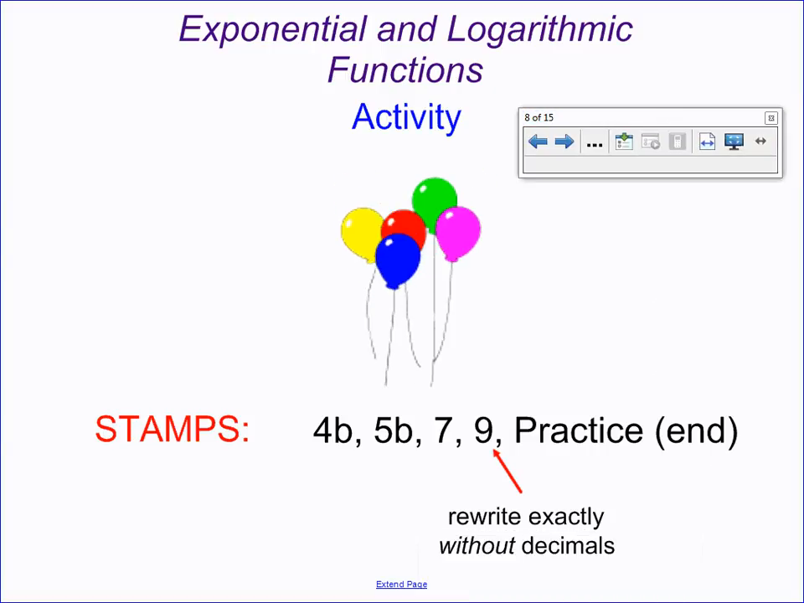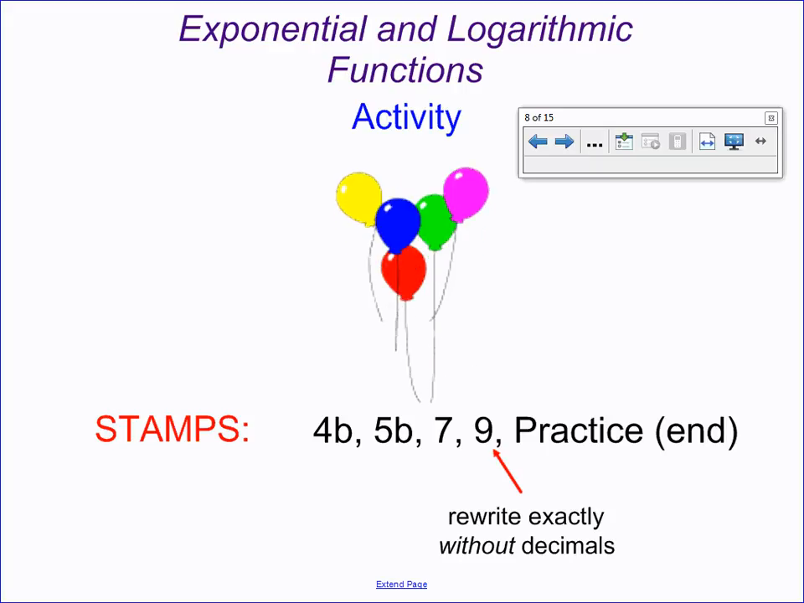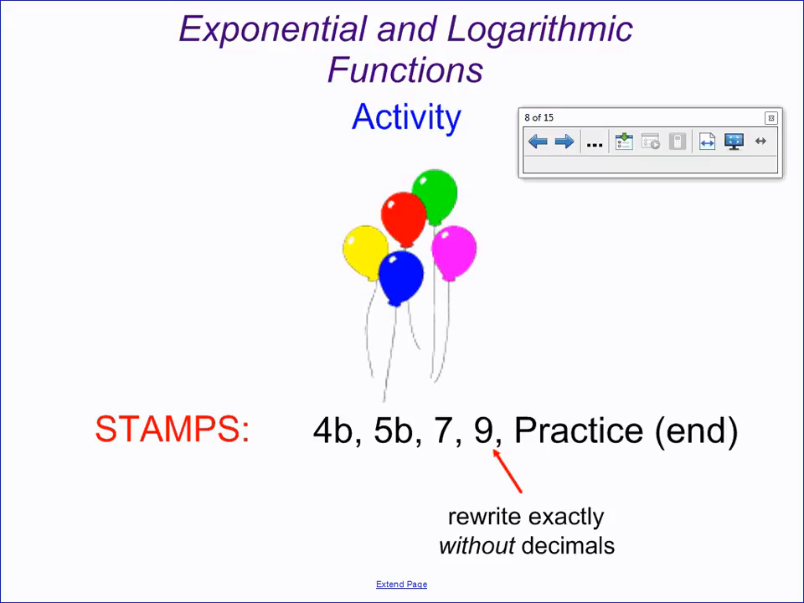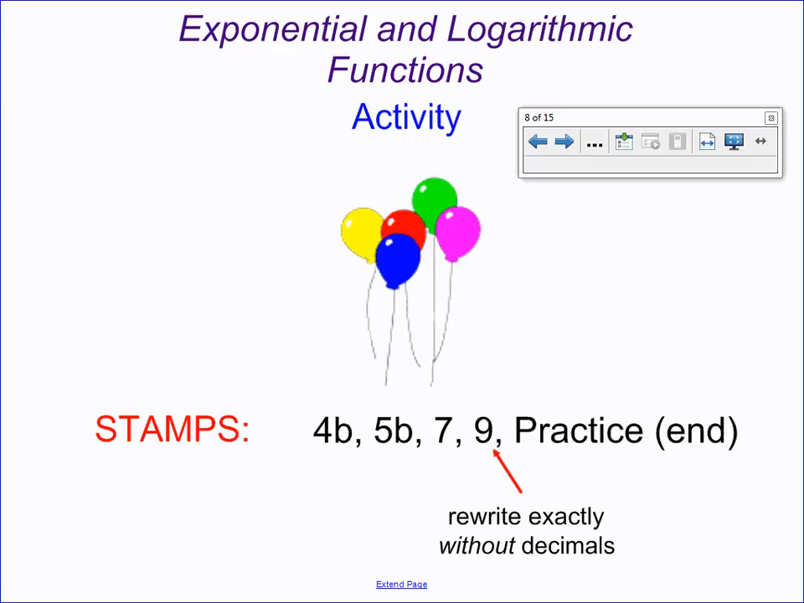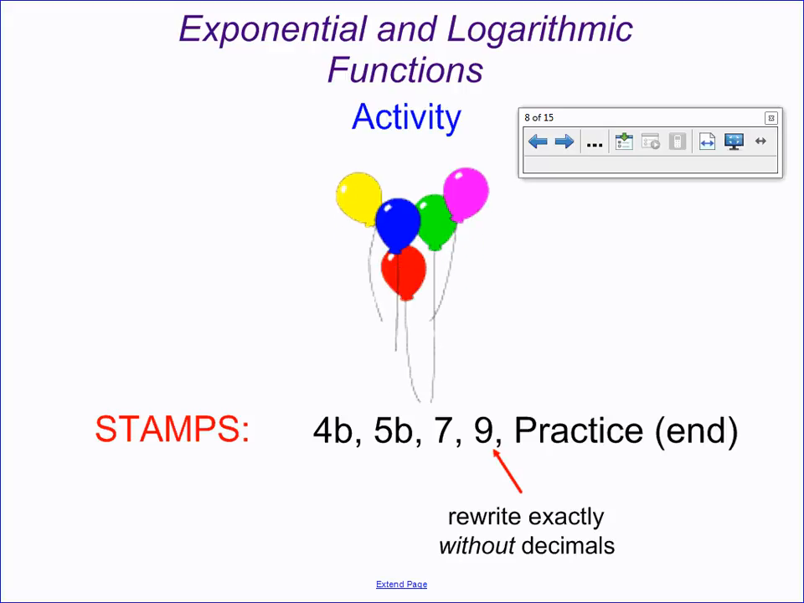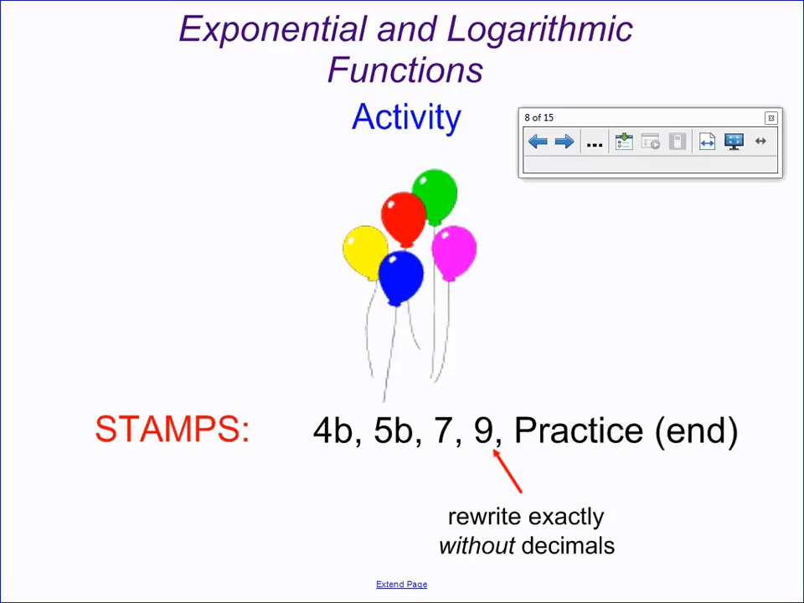In your activity, we'll get stamps at 4B, 5B, 7, 9. In order to get your 9 stamp, you'll need to rewrite exactly without decimals. And so we'll be looking for a particular constant that can be written exactly without the use of decimals in order to get your 9 stamp.